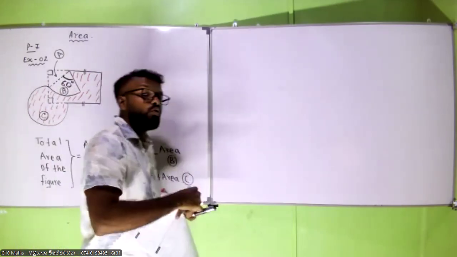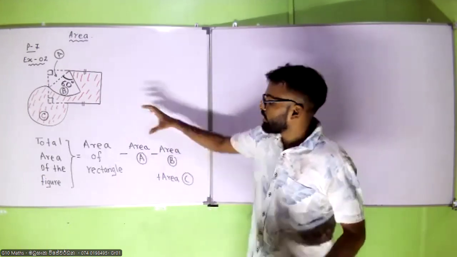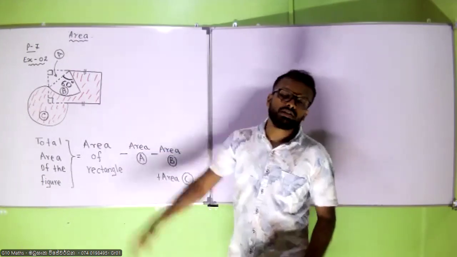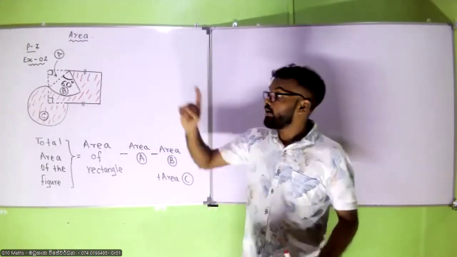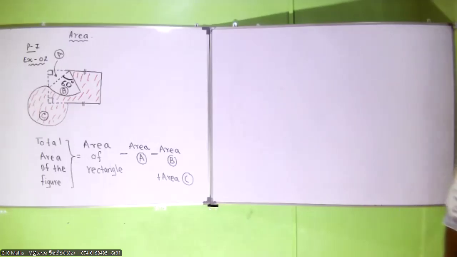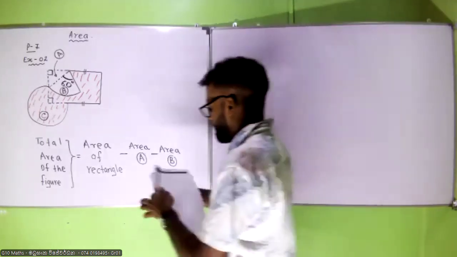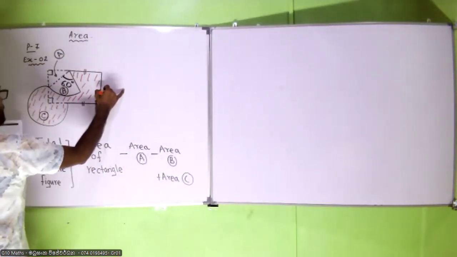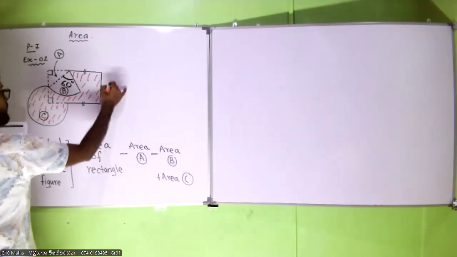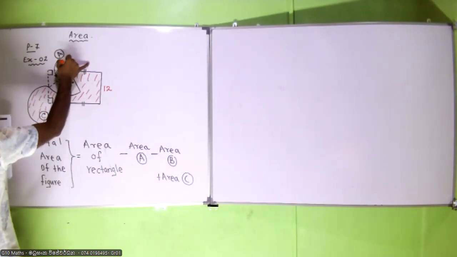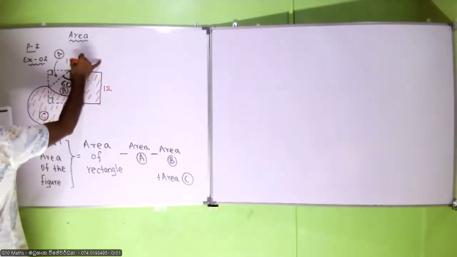So if you found this area, this area, this area, and this area, this question is done. Okay, now I am going to mark the lengths. Here this is 12. Then this total length is 19 centimeters. All of them are centimeters.